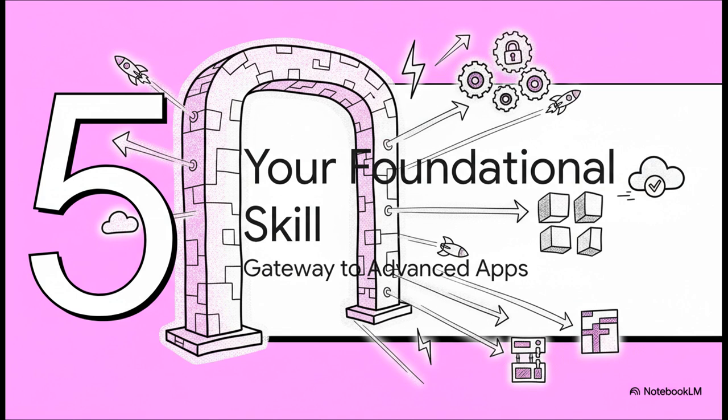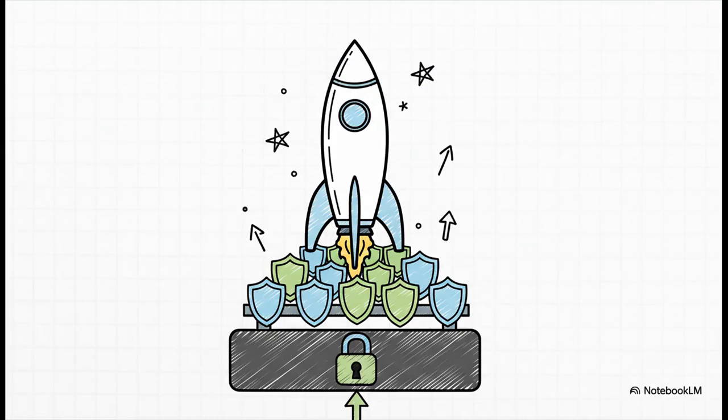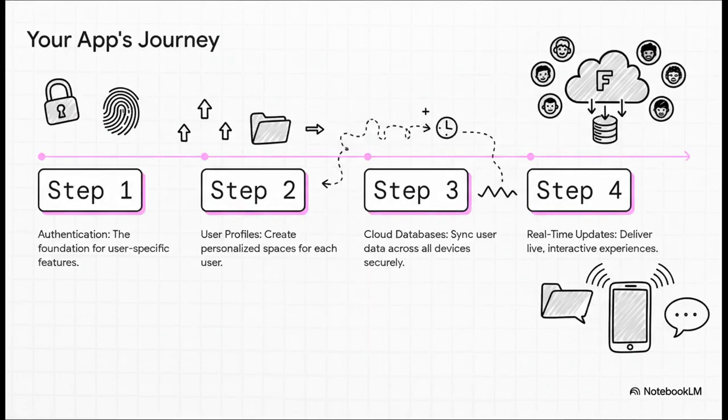And because of all this, we really need to reframe how we think about authentication. It's not just another feature to add to the list. No, it's a foundational skill. It's the gateway that unlocks your ability to build truly advanced, powerful applications. This idea is just so crucial for any developer who wants to go pro. If you want to build applications that are ready for the real world, production-ready apps, then mastering authentication with tools like Firebase, it's not optional. It's absolutely essential.